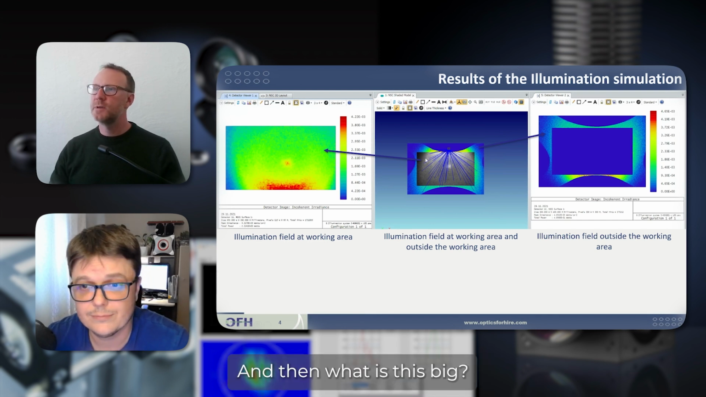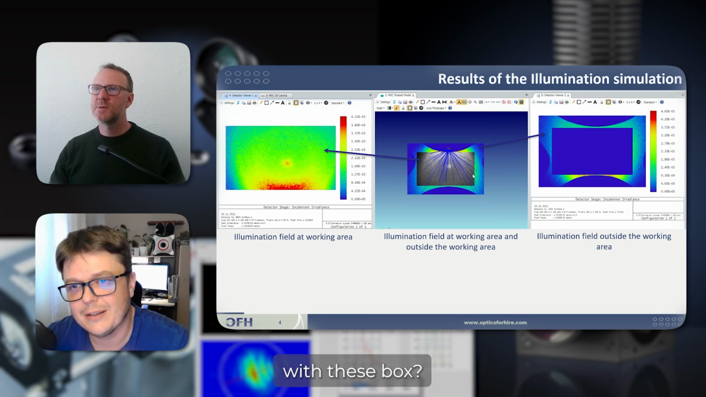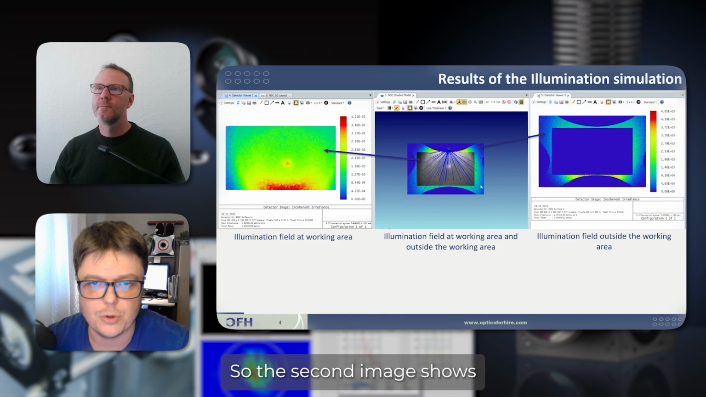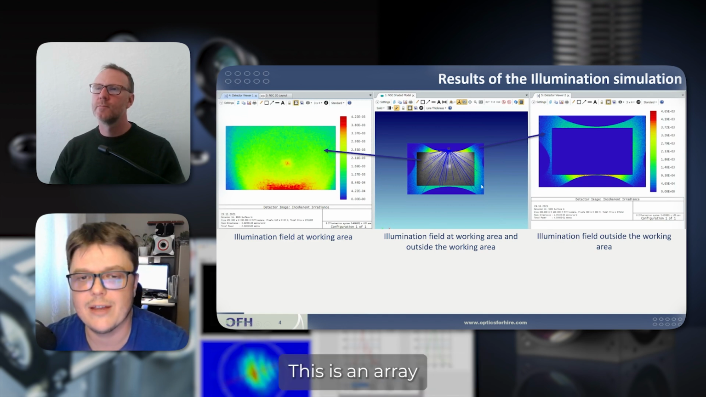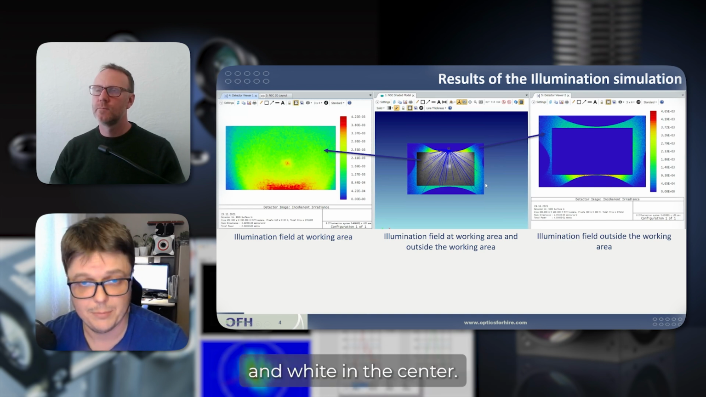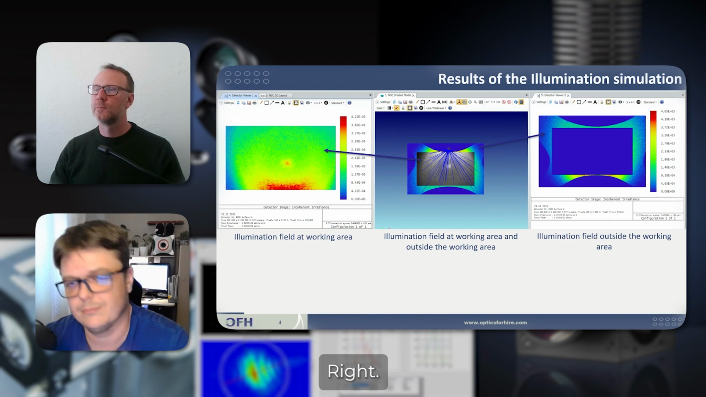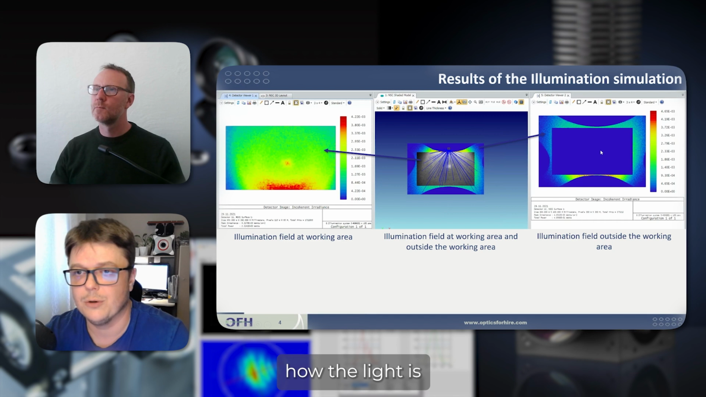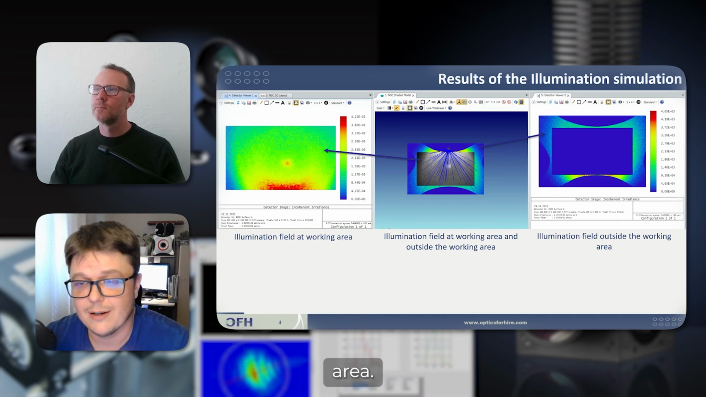Got it. And then what are these? Why have you made these systems with these boxes? What do these 2 other images mean? So the second image shows the field of, no, this is not the field of view, this is an area that the client wants to illuminate. This is a white and black image in the center, and on the right image I cut this area to show how the light is distributed relative to the area.